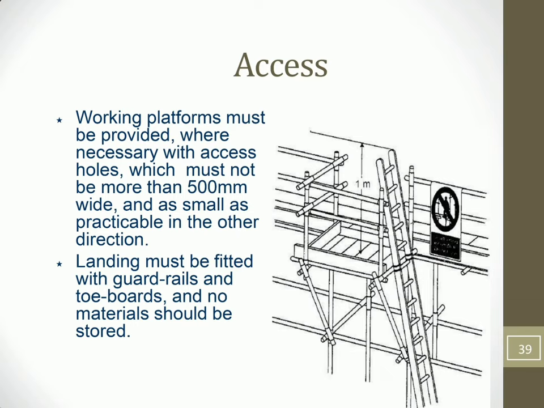And access: we need to ensure a working platform is provided where necessary, with access holes which must not be more than 500 mm wide and as small as practicable in the other directions. Some areas need proper caution signages, and we need to ensure the ladders are in good condition and fixed, the tie-up conditions, guardrails and outriggers, everything at the workplace area. Landings must be fitted with guardrails and toe boards, and no material should be stored from the platform to the ladder top edge area beyond 1 meter. If it exceeds 1 meter, never allow it at a workplace area.